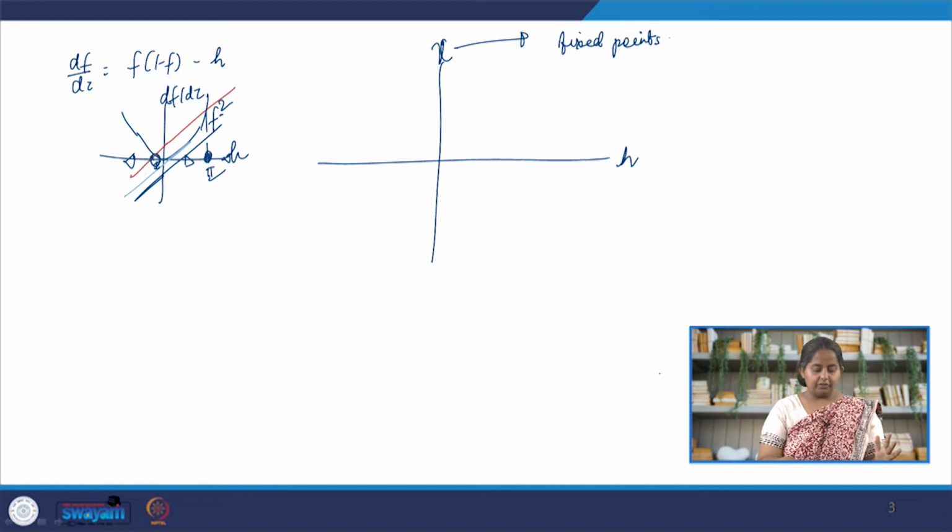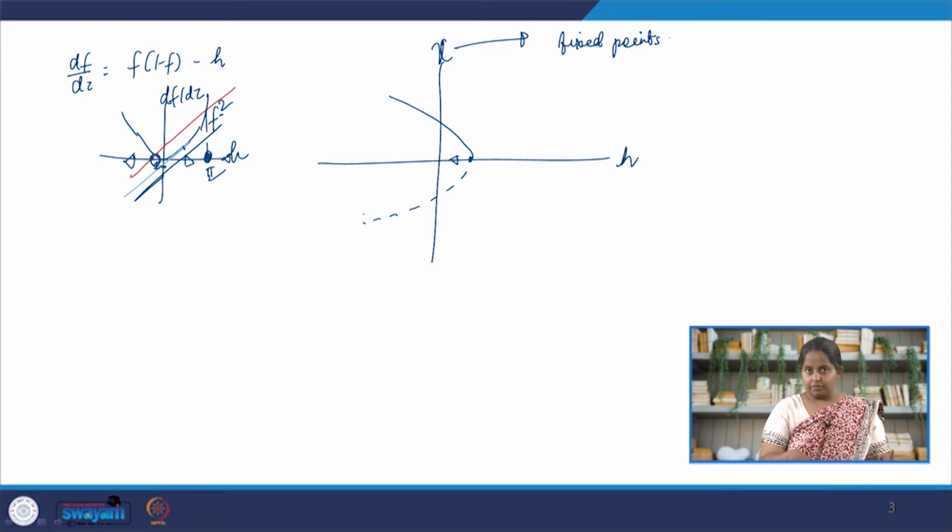For a particular critical value of h, when h is still positive, h critical, one fixed point appears. This is when the line and the curve are tangential to each other. Now, as we keep reducing the value of h, two new fixed points appear. The positive fixed point is stable, the negative fixed point is unstable. And this is a quadratic equation, so it will look something like so. So, this is how our bifurcation diagram looks like. Clearly, this is a case of saddle node bifurcation.